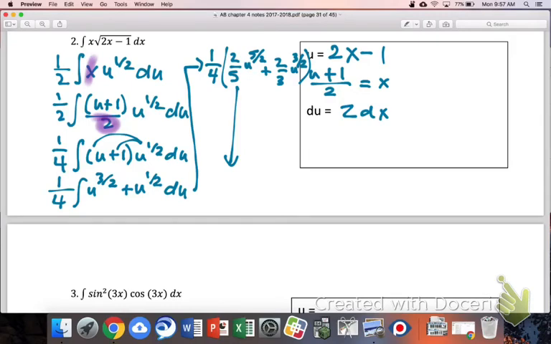And I suppose, is it okay if I distribute the 1/4 at the same time? Okay. So 2/20 is really 1/10. So you get 1/10 times (2x minus 1) to the 5/2. 1/4 times 2/3 is 2/12, which is 1/6. And again, I plug back in.